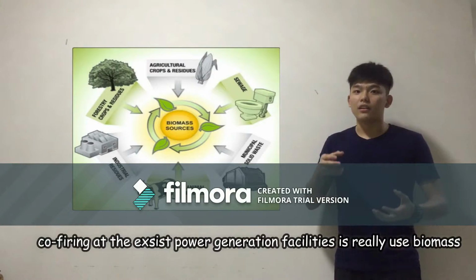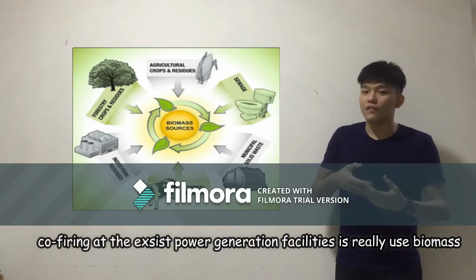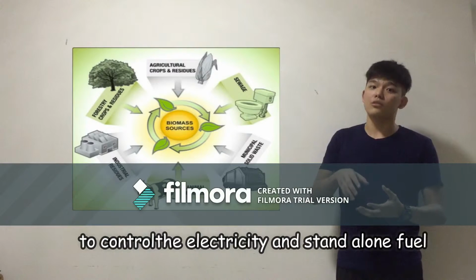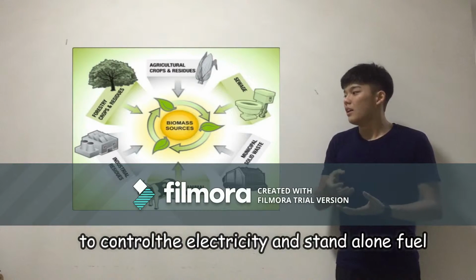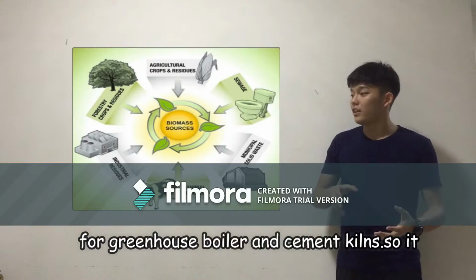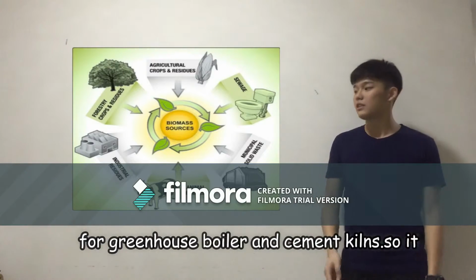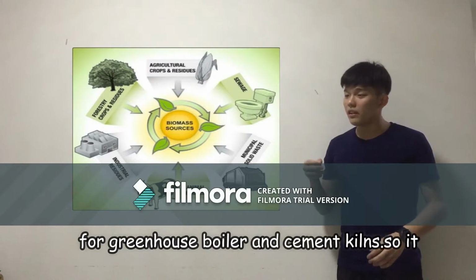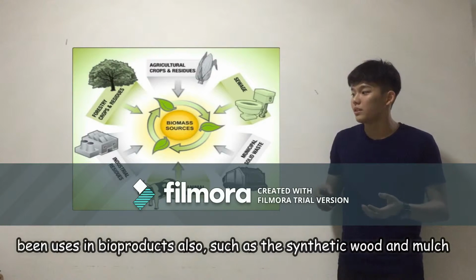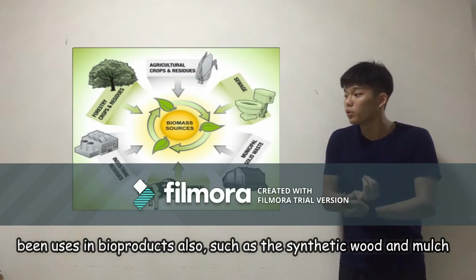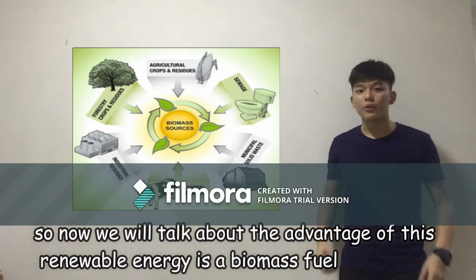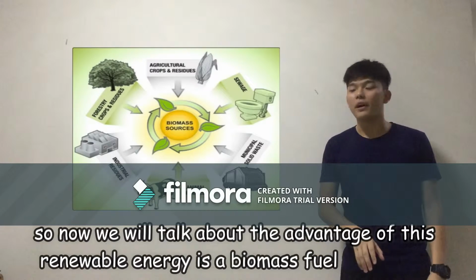The coal-firing power generation facility usually uses biomass to generate electricity, and it is a standalone fuel for greenhouse boilers and cement kilns. There are also uses of bioproducts, such as synthetic wax, woods, and mulch. Now we will talk about the advantages of this renewable energy.